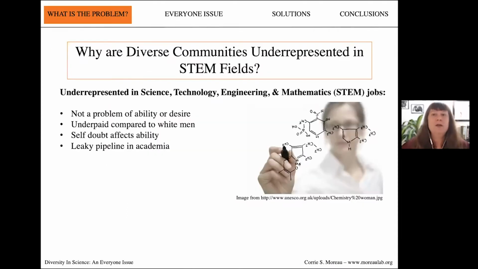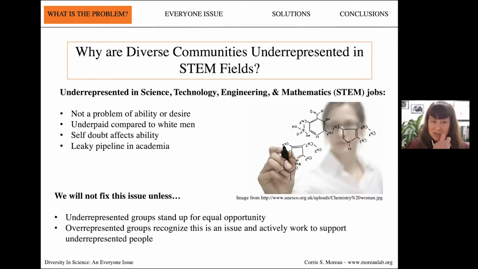All right. So one of the questions is, why do we have issues with diversity, equity, and inclusion in STEM? Why is it that we actually see underrepresentation of some groups in these STEM fields? One of the things we know is that it's not a problem of ability or desire. And we know that there's a lot of discrepancies. And one of them is that particularly pay is often less for people who are not white and male. We do know that self-doubt affects ability, and there's also this idea of a leaky pipeline in academia, and I will actually expand on that in just a moment.